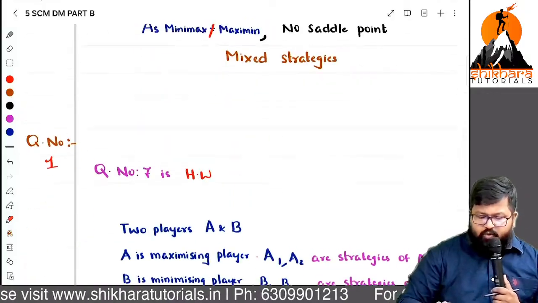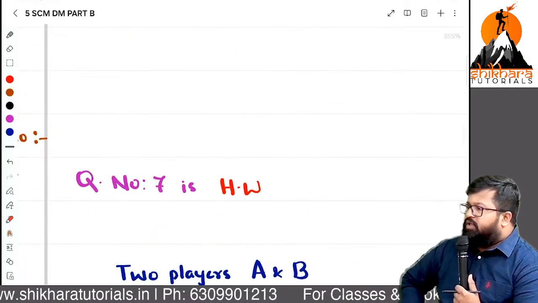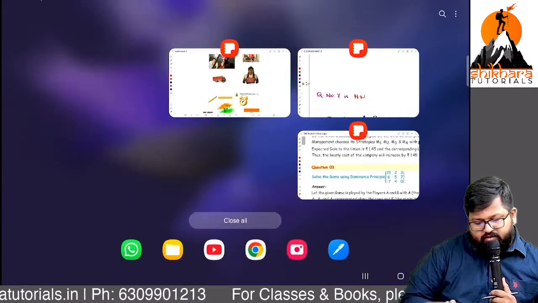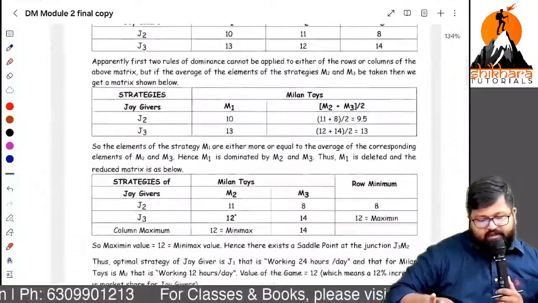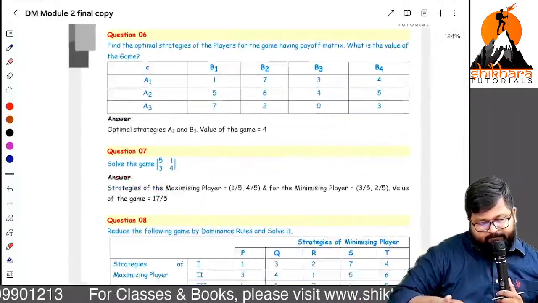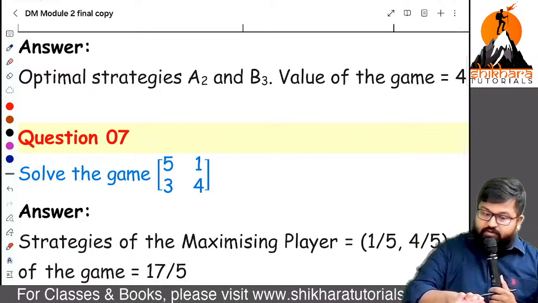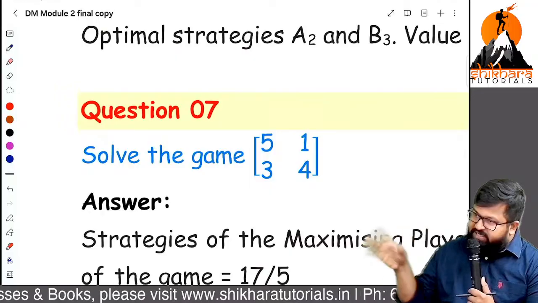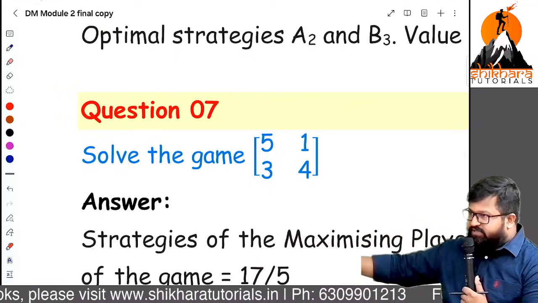Okay. Now, question number 7. Go with question number 7. Is it different or easy? If it is easy, superb. Okay, very small question. Sir, is the illustration different or the same? Different, right? But the process is clear, right?